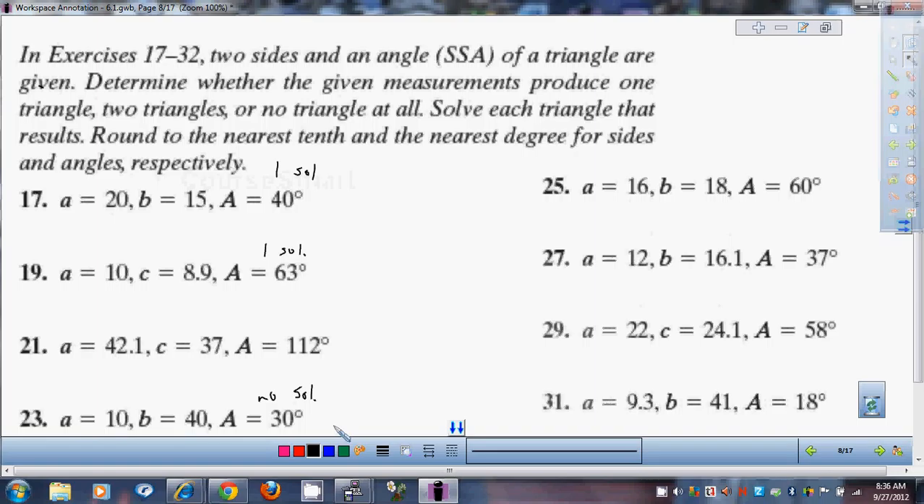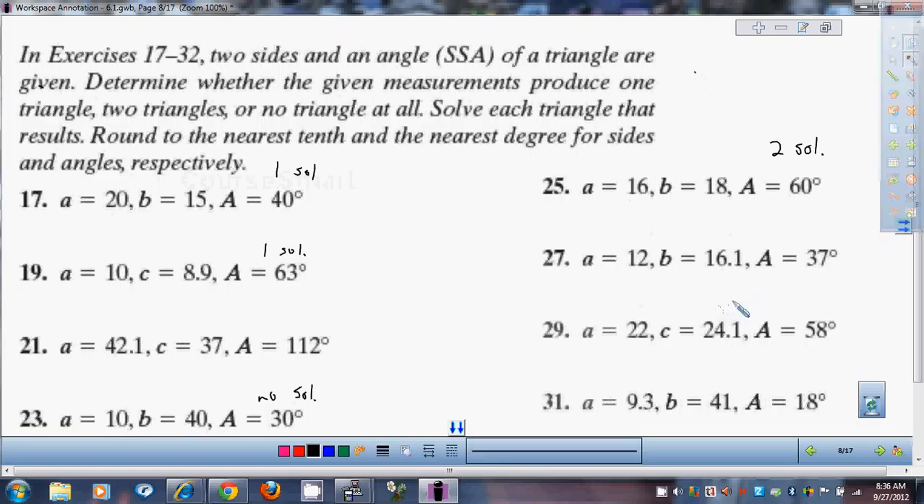Acute. Is the side opposite our angle the biggest side? No. So I have to do my B sine A test. Somebody type in 18 sine 60. 15.6. So our side is bigger than the minimum possible distance, which made it how many solutions? 2 solutions. And I'll show you how to solve those in just a moment.